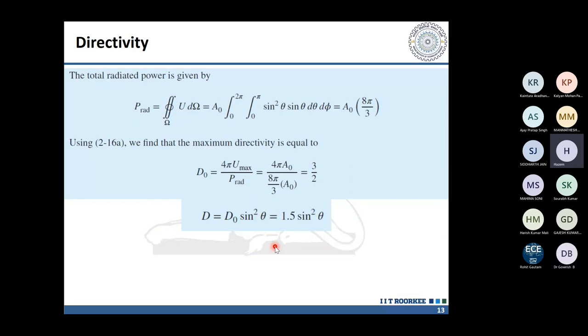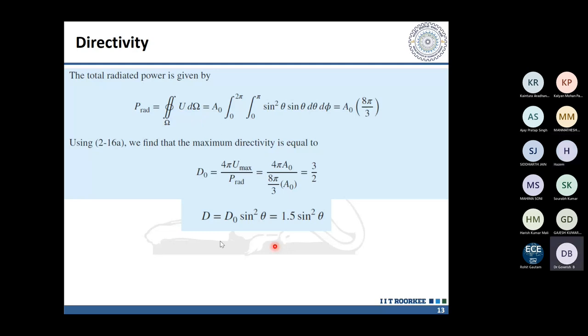Professor, excuse me, I have a question. Yes, please. Regarding this example, sometimes we took the equation sine square theta, and in the other example we took the power radiation intensity as sine theta. What's the difference between sine square theta and sine theta?